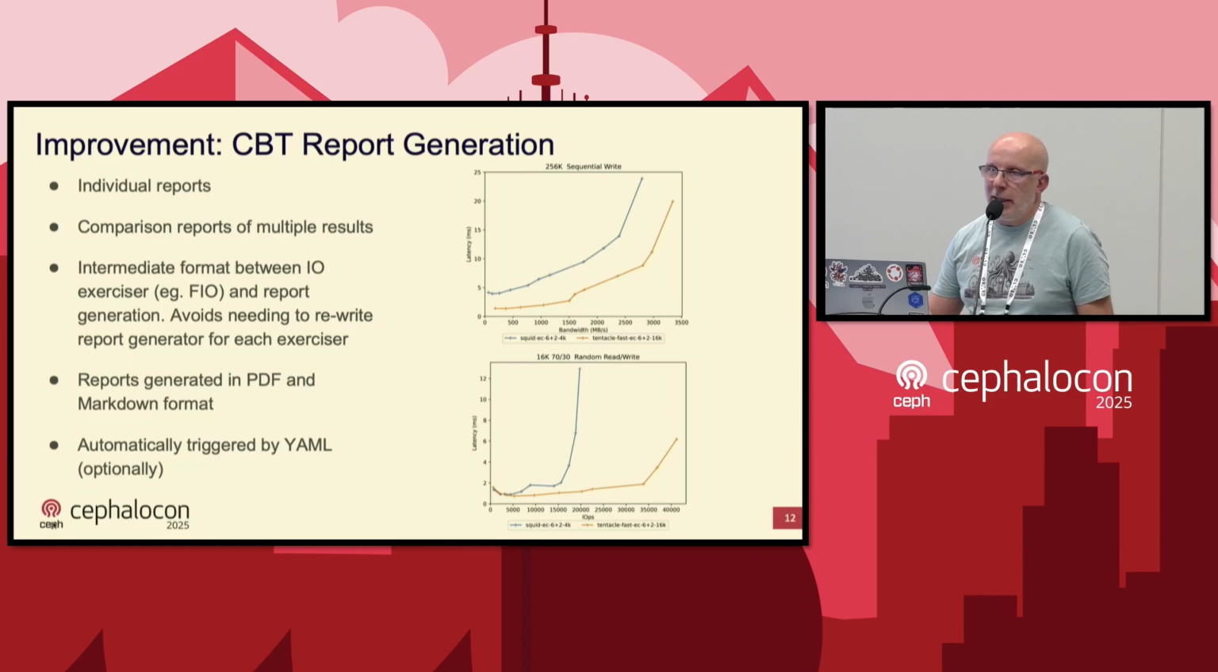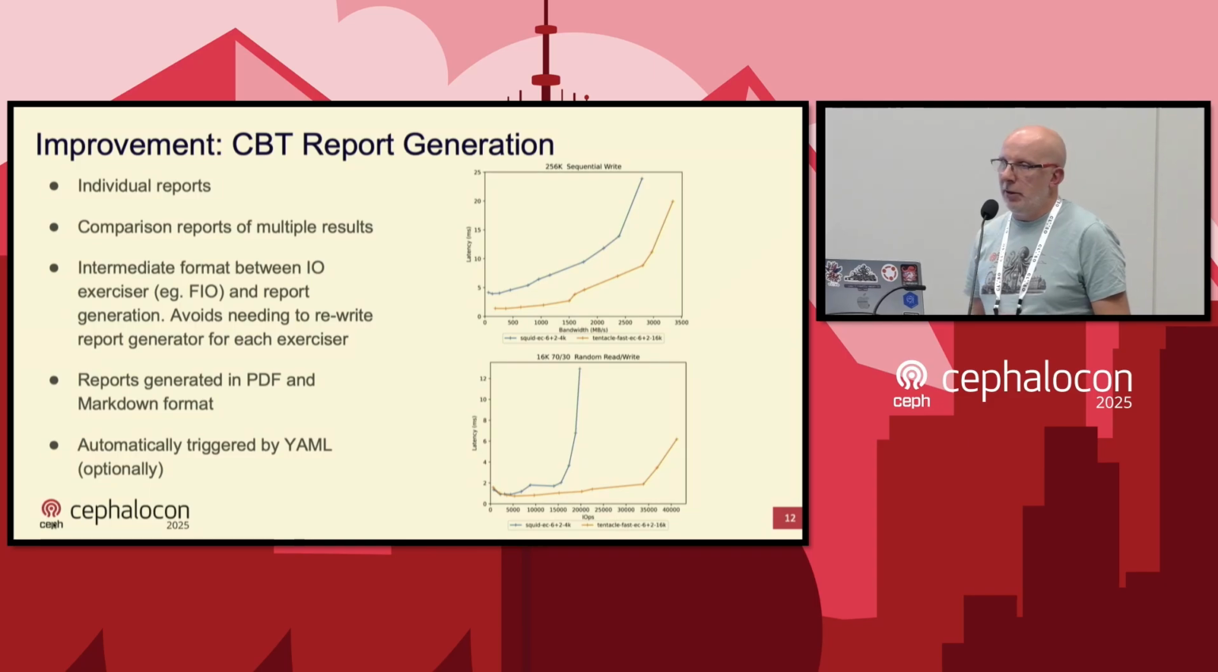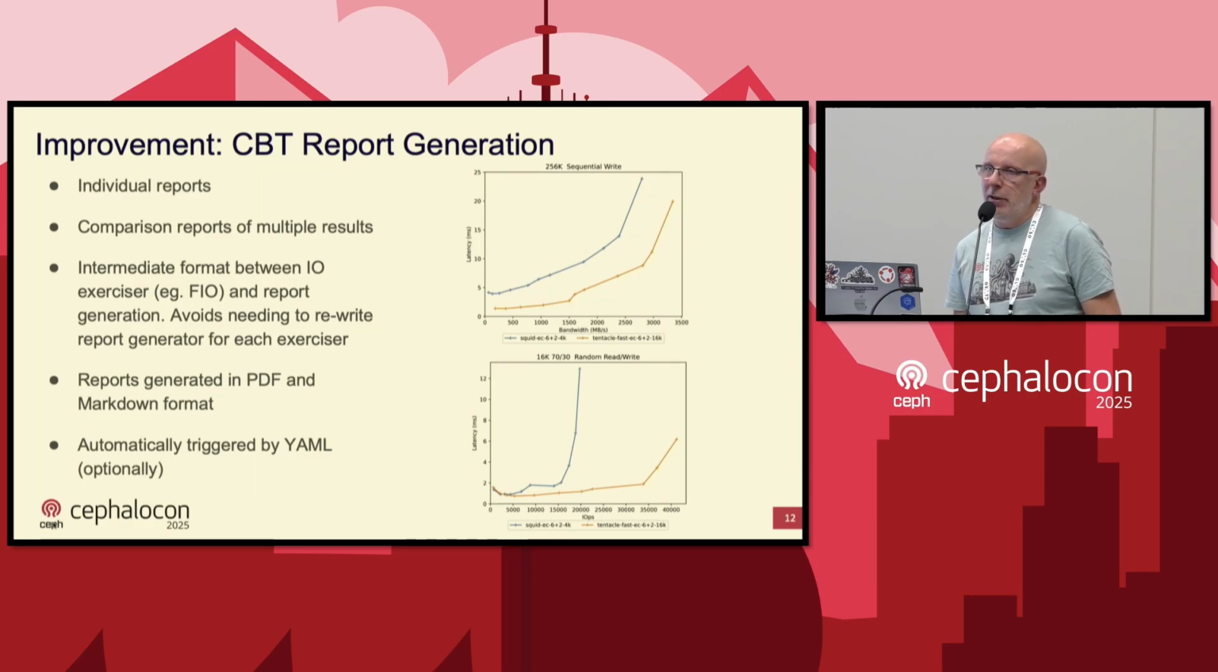So one of the things we've radically improved is the report generation. You can actually supply multiple sets of data and generate comparison reports like you can see on here. One of the main problems with supporting multiple I/O exercisers, such as object, block, and file, is the wide range of I/O exercisers that we need to support.